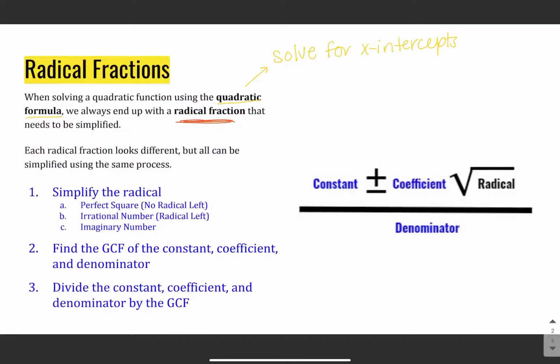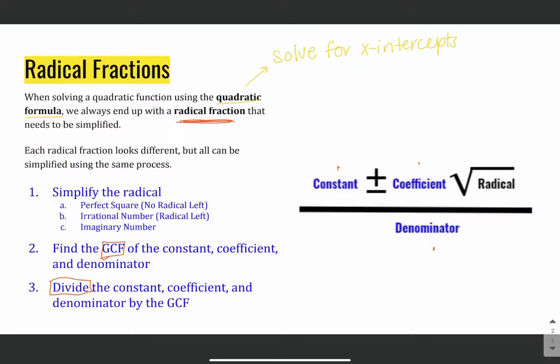Now, our first step, we're always going to be simplifying the radical. And that radical, sometimes we have a perfect square, sometimes we have an irrational number, so that means we're going to have a radical left over. And we're going to actually look at something called an imaginary number. And after that, we're going to be looking at the constant, the coefficient, and the denominator. And we're going to be finding the GCF of those three numbers. And whatever that GCF is, we're going to use that GCF to divide.